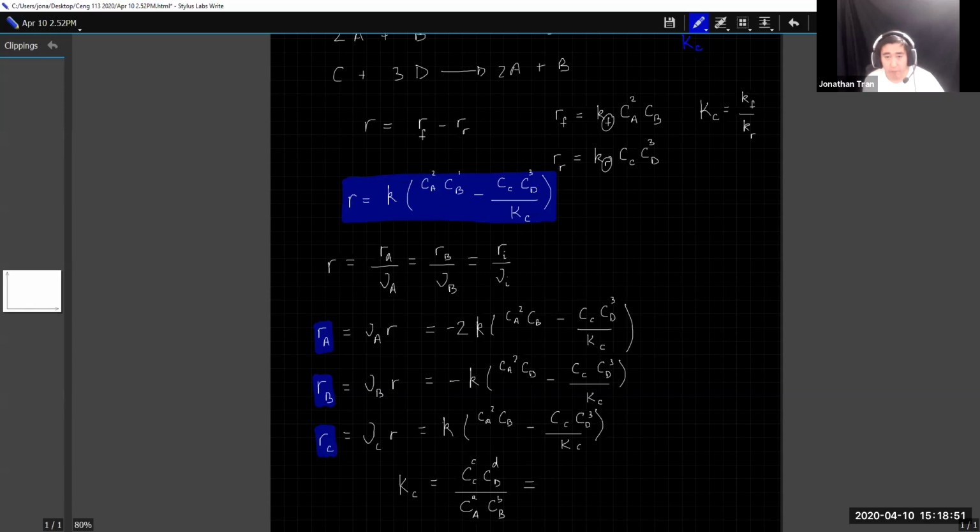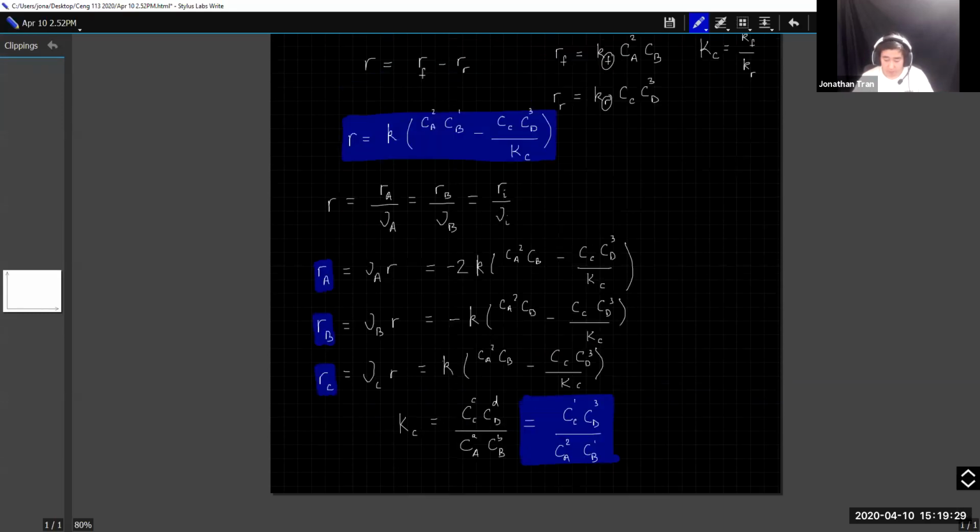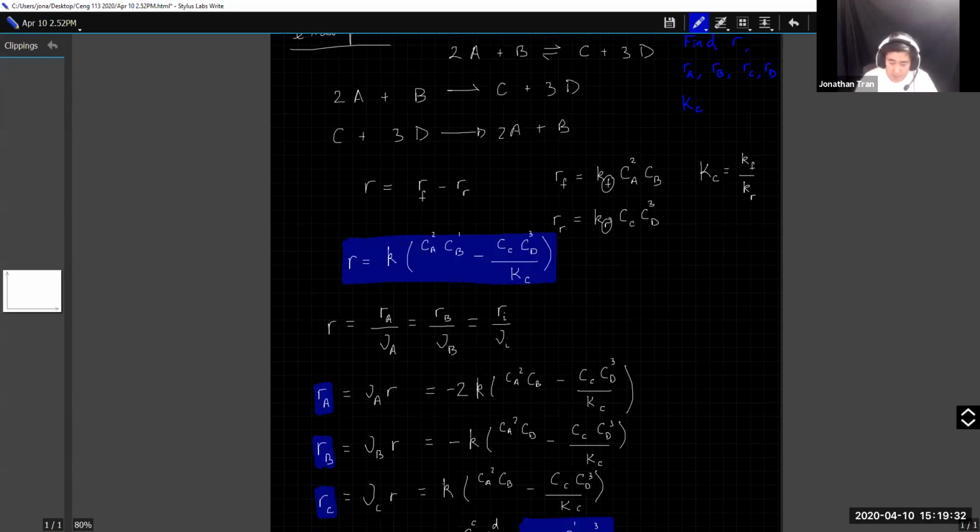So in this case, it's fairly easy. It's just going to be C to the power of 1, CD to the power of 3, CA, I believe, was to the power of 2, and then CB was to the power of 1. And so this becomes our answer for that part. So not too bad at all. Fairly easy, but yeah, not much else there.